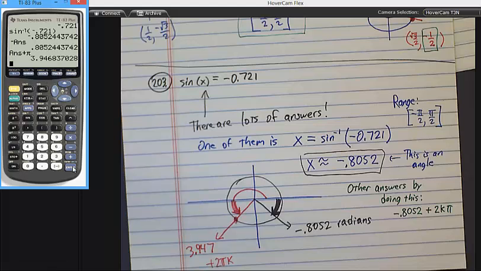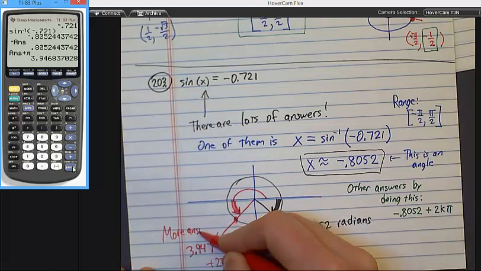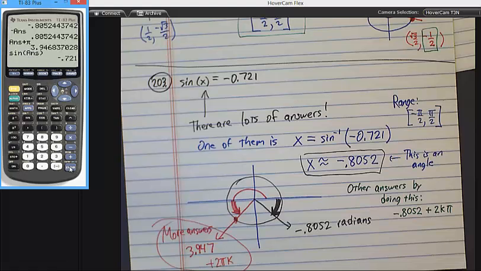More answers. How do I check that these things are answers? How do I check? Take the sine of it. Let's try. Let's take the sine of the answer I just got. Negative 0.721. It works. But I claim that now we have represented all of the answers.